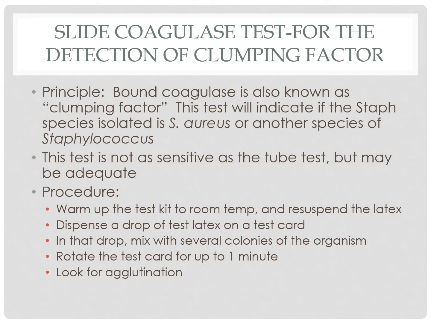In that drop, we can mix several colonies of the organism and then rotate the test card for 30 seconds to a minute, and we look for agglutination. If agglutination occurs, then we have Staphylococcus aureus. So this can be used instead of the coag tube test. We can use instead the slide agglutination test.